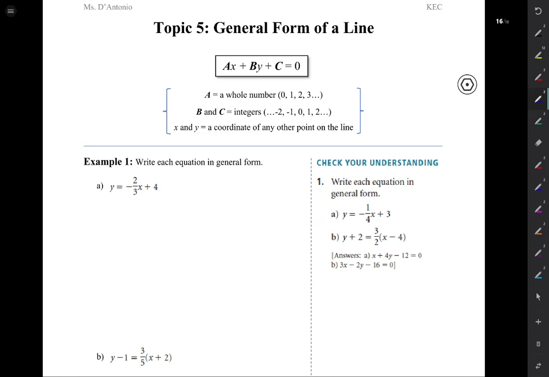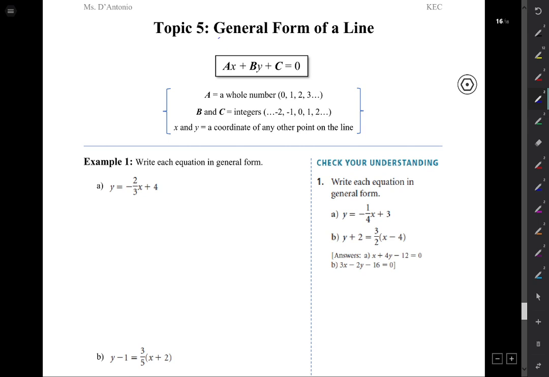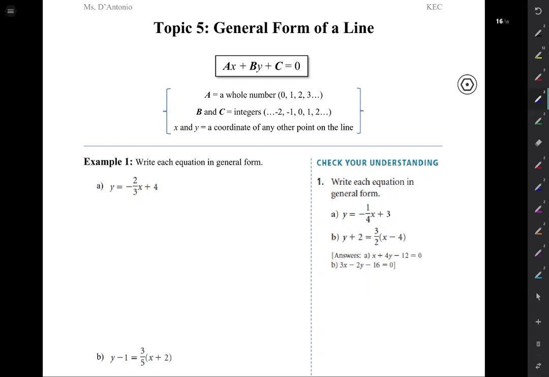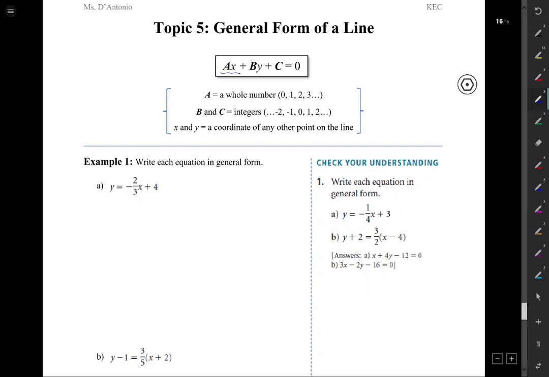Finally, we are going to be looking at our third type of equation of a straight line, and that is called the general form of a line. Now, how this equation works is that all the information is on one side of the equal sign, as you can see right here, and then on the other side of the equal sign, you just have 0, so there's nothing on the other side.